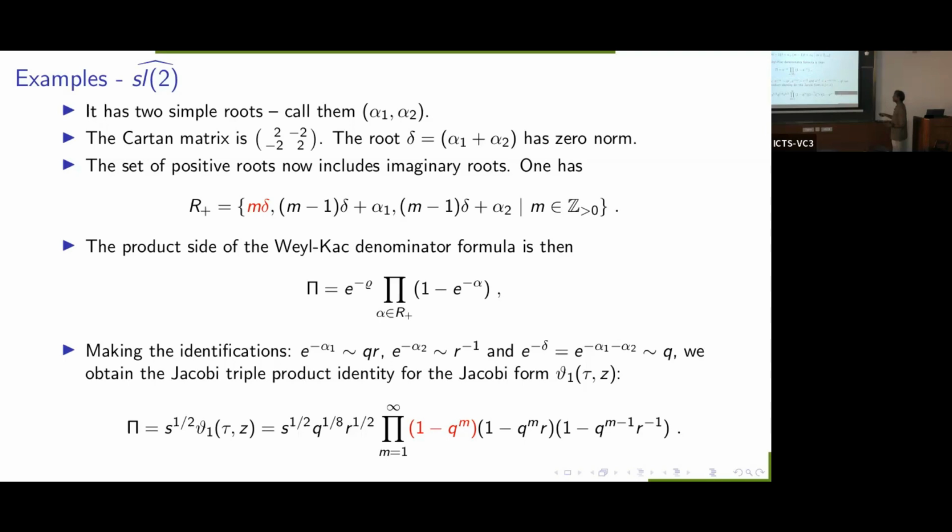Then you make some identifications. E power alpha 1 is this, e power minus alpha 2 is R inverse, and e power delta is Q. Okay. Then if you ask what is pi, it becomes this. Don't worry about this factor, it's important, but what is relevant here is, if you have seen theta 1, the triple product identity is precisely that. And now theta 1 is a known object, and remember I mentioned to you, it has weight half, index half. So you multiply it by s power half, it has nice transformations. It's not conventional to put s power half, but I am putting it.